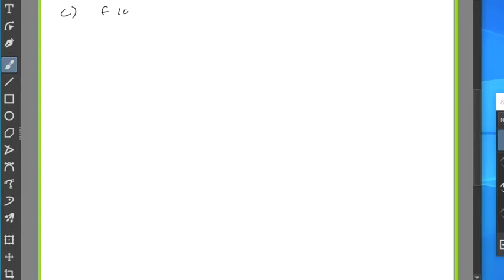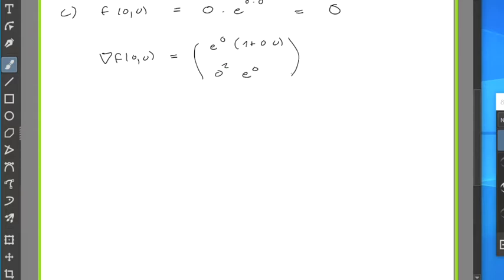So f of 0, 0 is 0 times e to the 0 times 0. We simply put x and y equal to 0 everywhere. So the 0 there in front of the e to the 0 makes everything a 0. If we look at the gradient, we need to put 0 in our expression for the gradient. So we get something like this. So we get a 1 here times 1, that's a 1. Down here we get a 0 times a 1, so that's a 1.